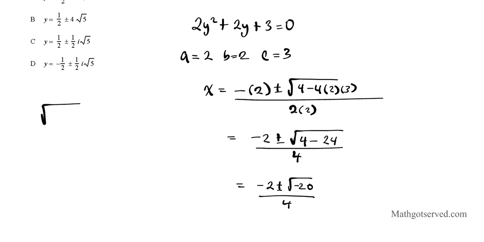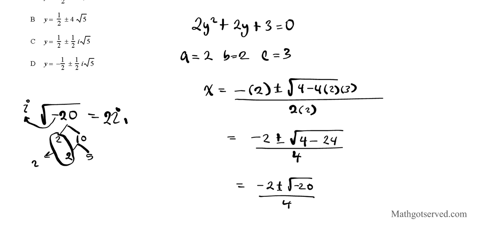Okay? So let's break down the square root of negative 20. I have a negative, that negative comes out as an i. Take out 2, 2 times 10, 2 times 5. So negative 20, these two 2's break out as a 2. Negative 20 reduces into 2i root 5. This 2 comes out as a 2, and then this negative comes out as an i and root 5. So this becomes negative 2 plus or minus 2i root 5.